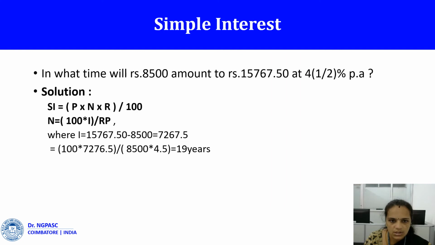So we know the principal is 8,500, the interest is 7,267.5, and the rate of interest is 4.5%. The number of years we don't know, so we have to find it out. The number of years equals 100 into interest divided by rate of interest into principal, where I is 7,267.5, the rate is 4.5, and the principal is the amount we lent at the starting, 8,500. By calculating this, we'll get 19 years.